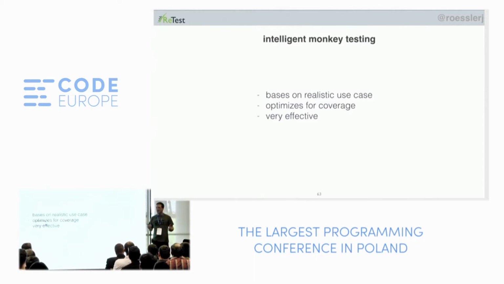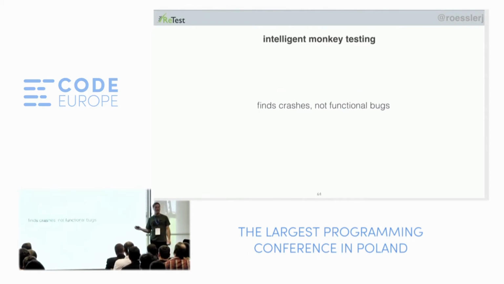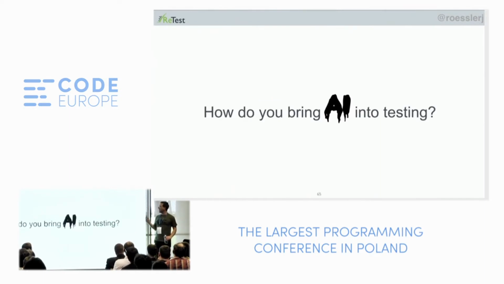But maybe someone noticed, so far all of this sounds great, but what can we find with this? What kind of problems can we find? Well, so far we can only find crashes, right? So if all the bugs that Bob found during testing were functional bugs, this doesn't help us much. So how can we solve that problem? Which is essentially an even bigger question: how can we bring AI into testing?